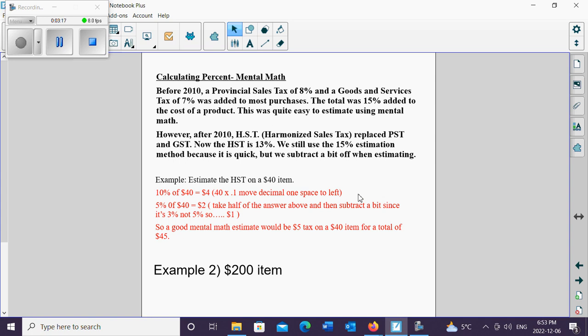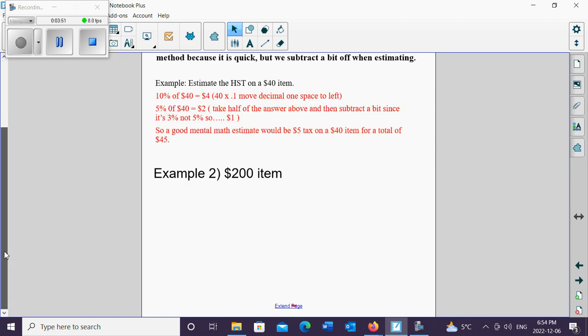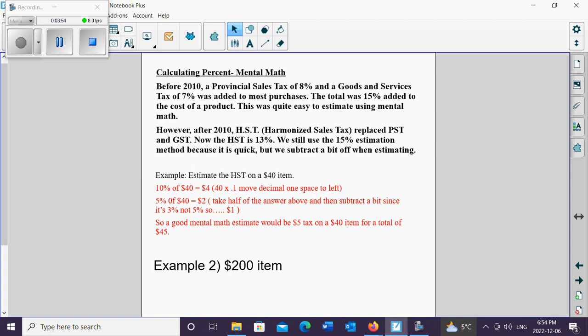So that's pretty good for when I was a kid, or not even a kid, before 2010. But you need a little bit less than that. So you could estimate $1.50. You could even go as low as $1. So let's call it $1, because remember, it's only an estimate. You just have to get it close. So a good estimate for 13% on a $40 item is $4 and $1. So $5 would be a good estimation of tax on that $40 item. And tomorrow I'll show you an example of how to go ahead and do that. Okay. Now I gotta change page.